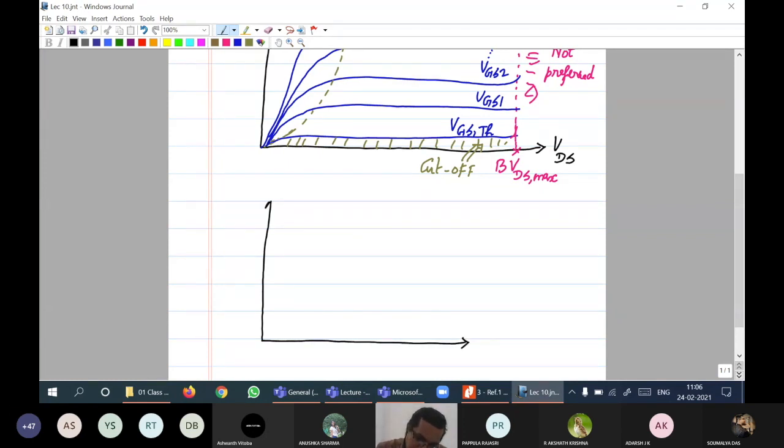ID versus VGS, for a particular value of VDS, drain source voltage. So it is going to be like this. And thereafter, it will be a perfect line, perfect straight line rather. Okay, so this is going to be the linear sort of a curve. Linear, I shouldn't write linear region, linear behavior. I will write linear behavior in ohmic region.